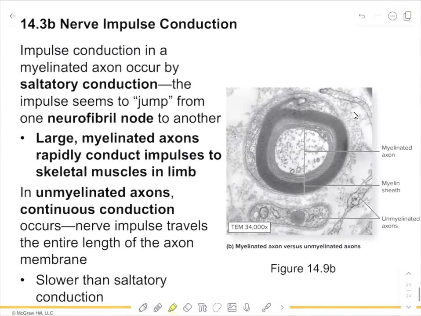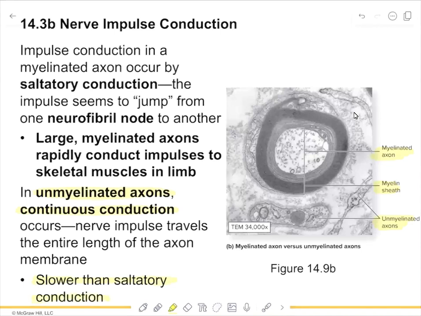So in this slide, we can see a myelinated axon, and the myelin is shown here within this bracket region where I have the laser pointer on the slide. So notice that is the myelin sheath. This is pointing out an unmyelinated axon. And in unmyelinated axons, we have a different type of nerve conduction, which is called continuous conduction. This means that the nerve impulse is going to travel the entire length of the axon at a very slow rate and much slower than saltatory conduction.